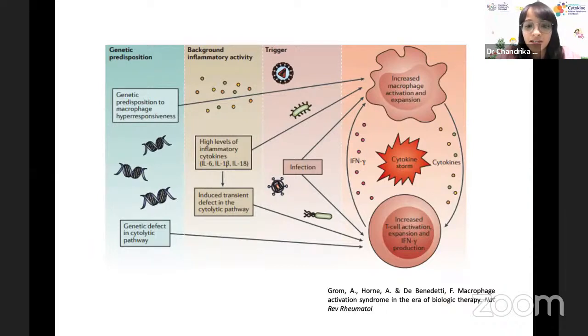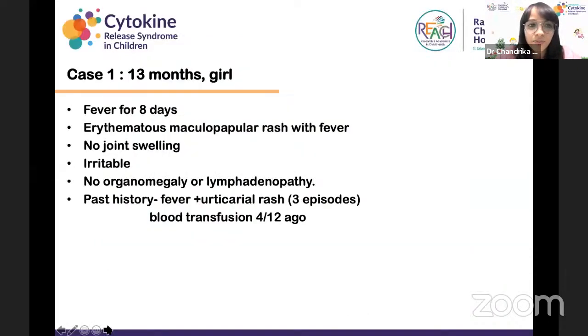And this is important to recognize because most of the times with children, at least in India, what I've seen is those who have systemic JIA, they present with macrophage activation at the onset itself. And usually there is an infectious trigger that probably tips them off to developing MAS. So I'll just discuss a couple of cases here.